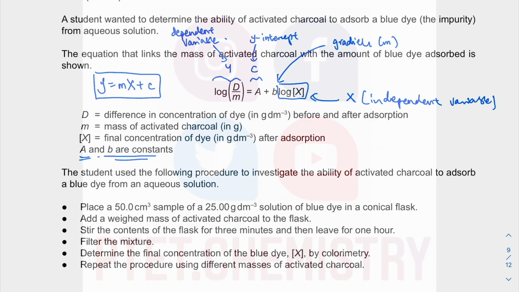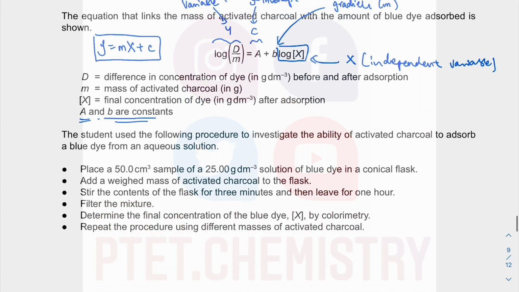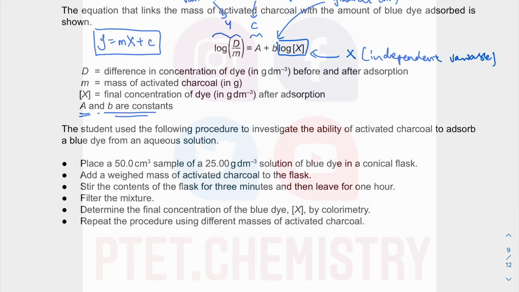All right. So the student used the following procedure to investigate this. First of all, you place a 50 cm cube sample. So this is a volume of this concentration, but be careful, this is to do with mass concentration. This is not molar concentration. You weigh some activated charcoal and you add it to the flask. You stir it for 3 minutes, leave it for 1 hour.